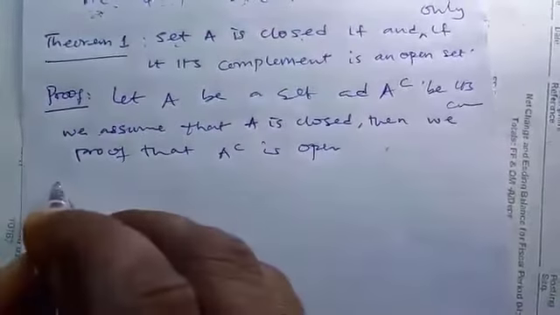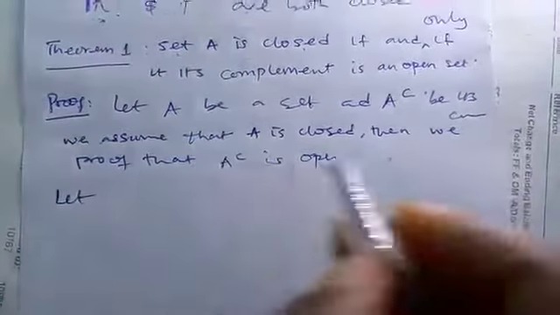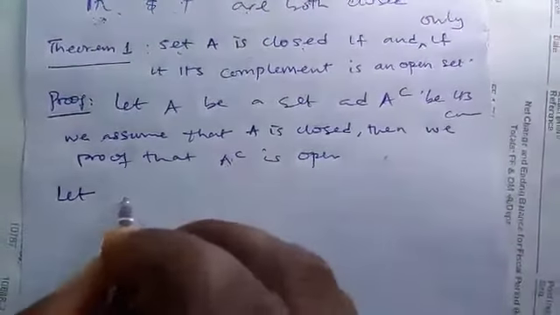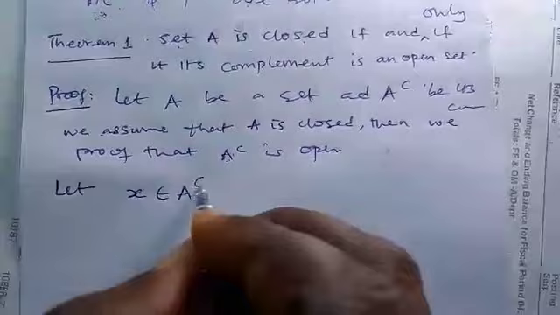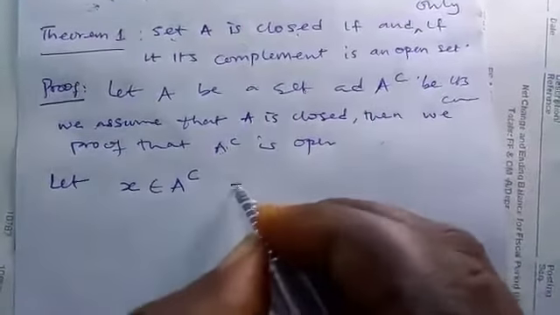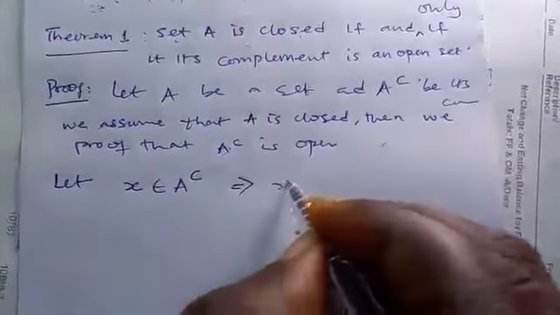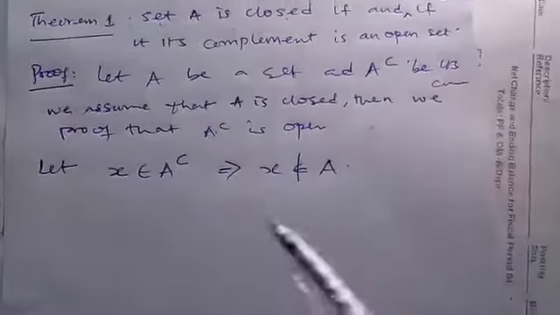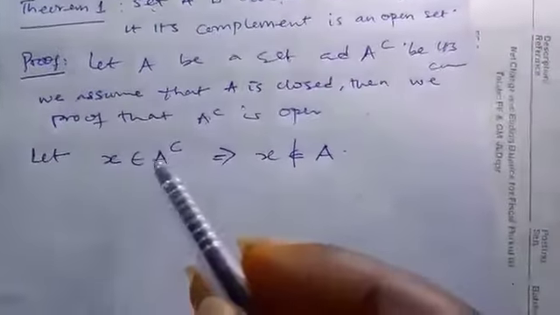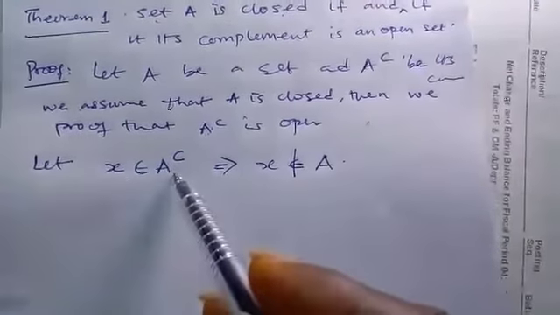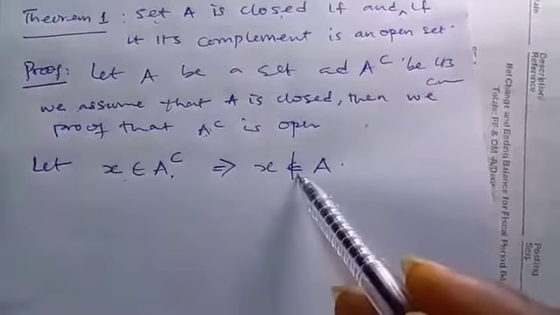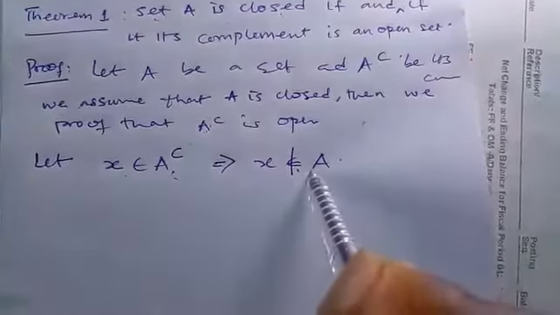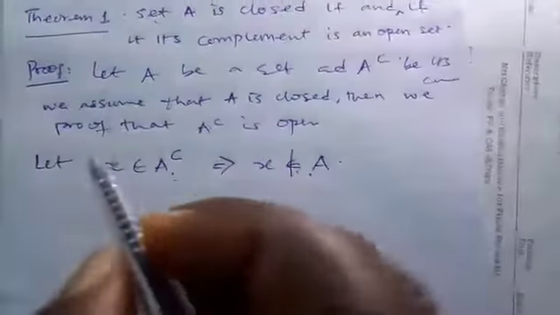Now, let's pick a point inside this set. Let S belong to A complement. This implies that S does not belong to A by set theory: if S is in A complement, then S is not in A. We have known this already.